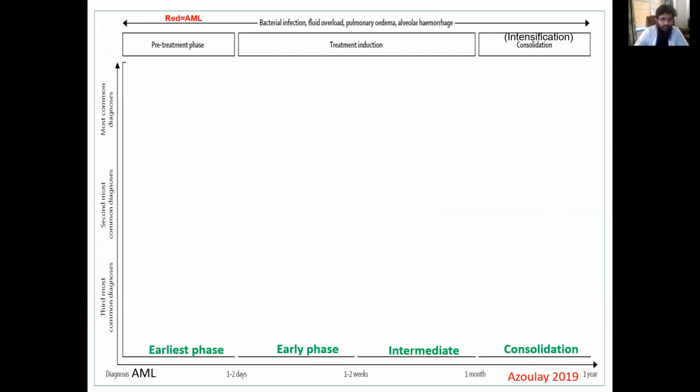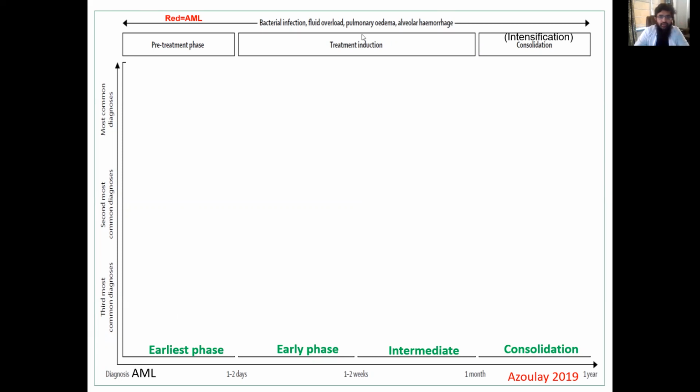So this is a slide showing on the x-axis diagnosis of a hematological malignancy, AML in this case, and time since diagnosis: the earliest phase up to 2 days, then the early phase, intermediate phase, and the consolidation phase with respect to the treatment that the patient is receiving. This is a pre-treatment phase up to 1 to 2 days in this example, and the treatment phase, which is again divided into early, intermediate, and consolidation as mentioned. And now on the y-axis, we have the most common, second most common, and third most common diagnosis. This guides us on which phase of the disease and which phase of the treatment the patient is presenting in, to make an underlying differential diagnosis, the most probable diagnosis.